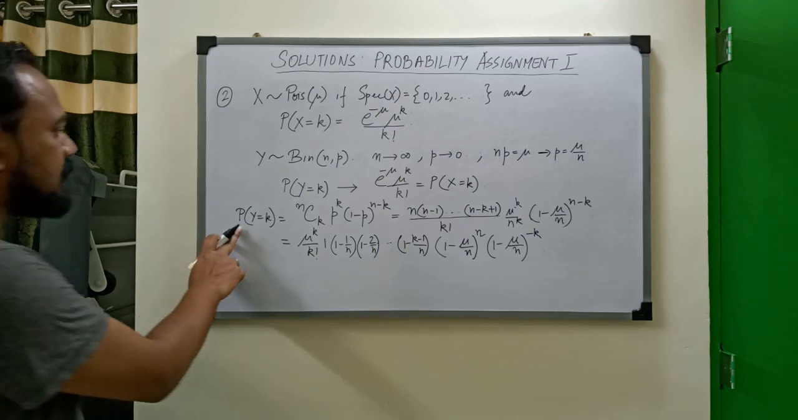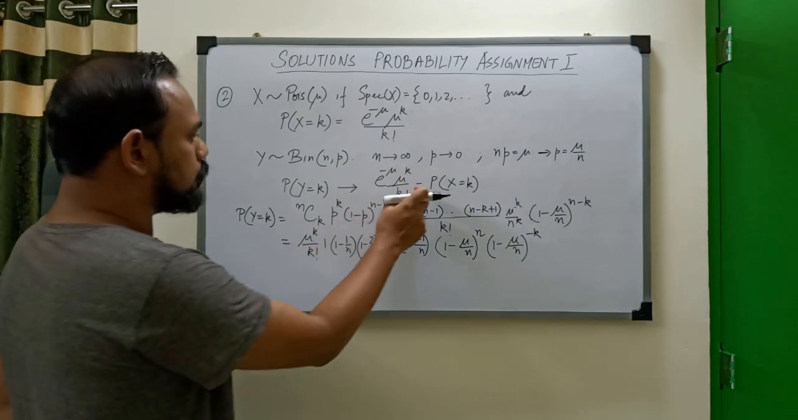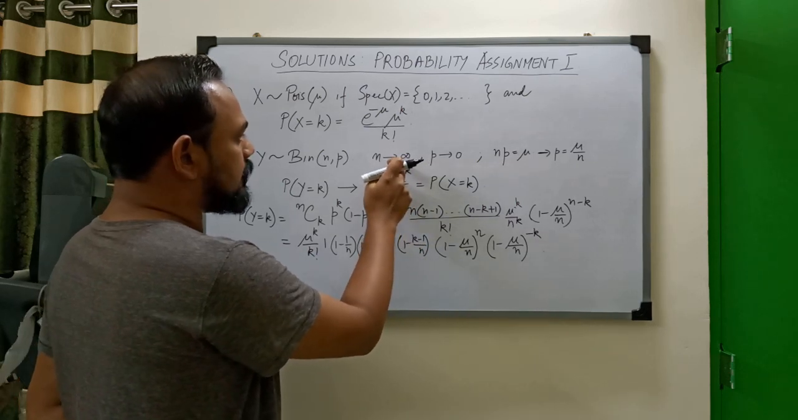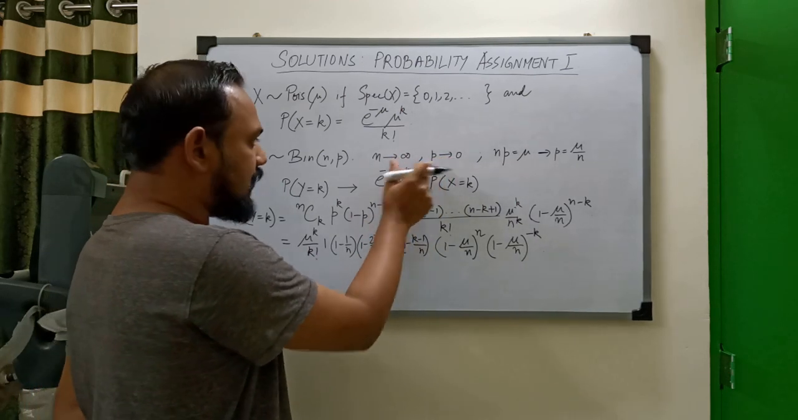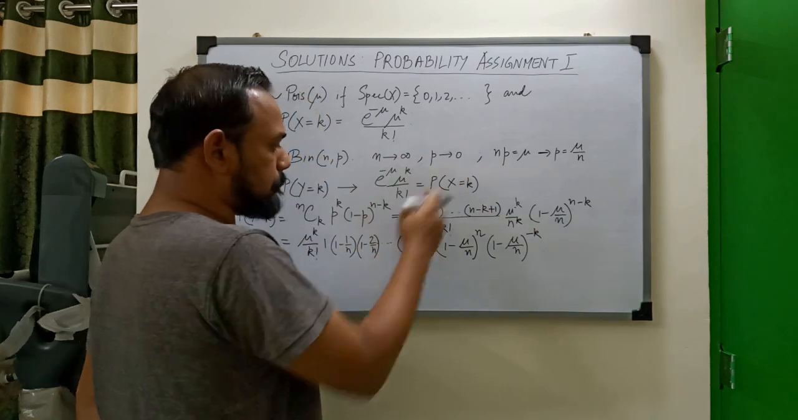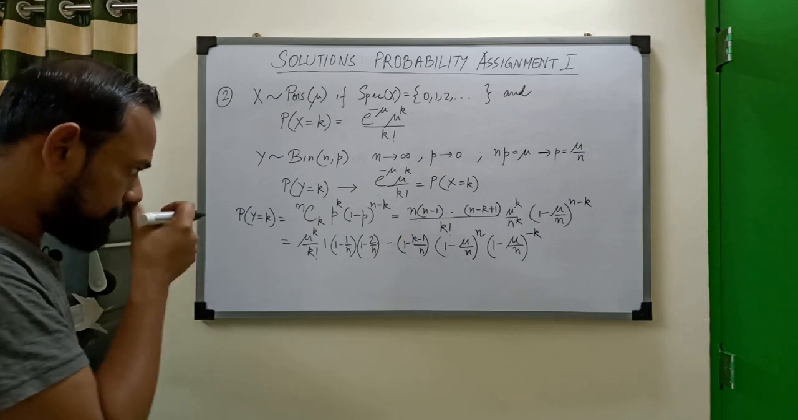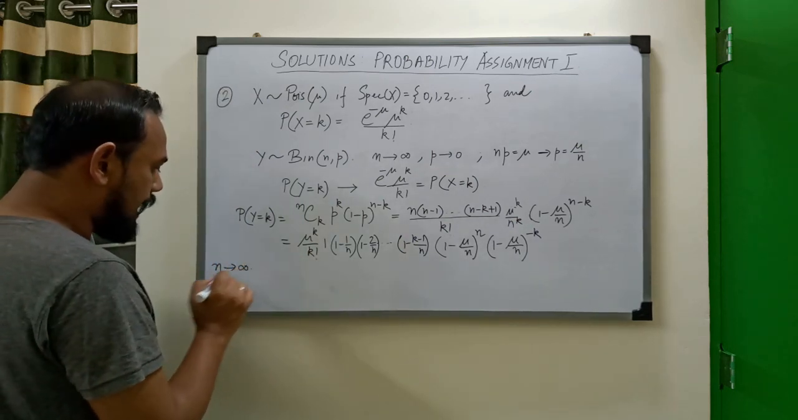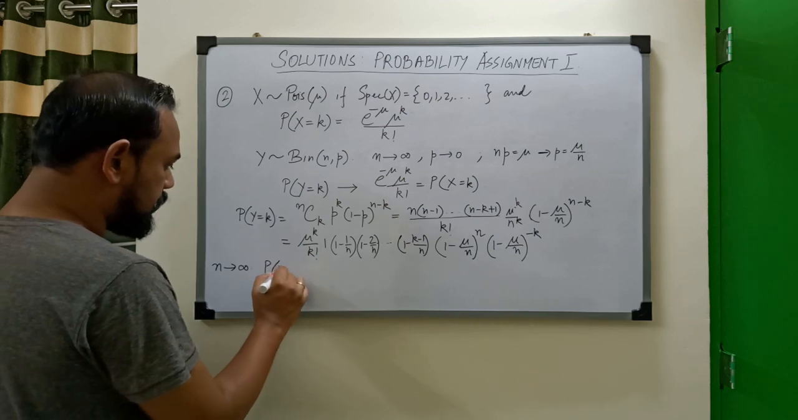Now, of course, I need to show that this goes to this Poisson distribution only if n and p behave like this: n becomes very large and p becomes very small. But I have replaced all the p's by n's, so I have no need for n's here. So let's take the limit that n tends to infinity. What happens when n tends to infinity?